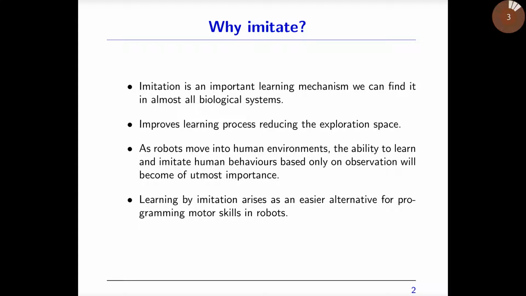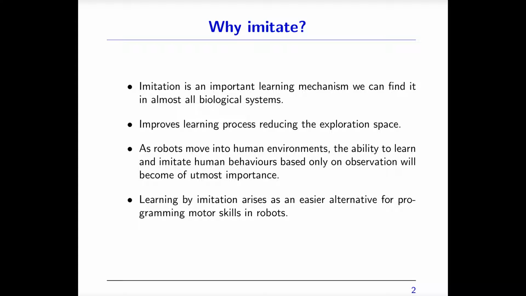Imitation is an important learning mechanism. We can find it in almost all biological systems, especially among us, human beings. The key concept of learning by imitation in robotics includes the master, typically a human, who is expert regarding the execution of the motor behavior to be learned. A robot trainee who doesn't know how to perform the behavior is the destinatary of the learning process.